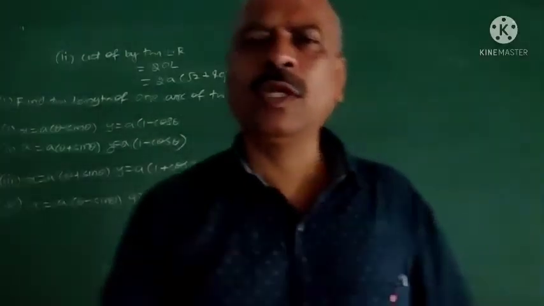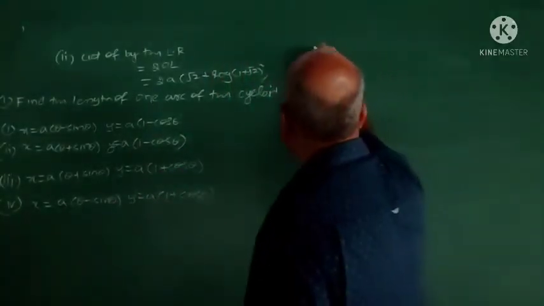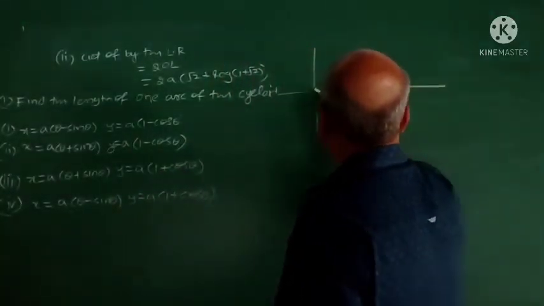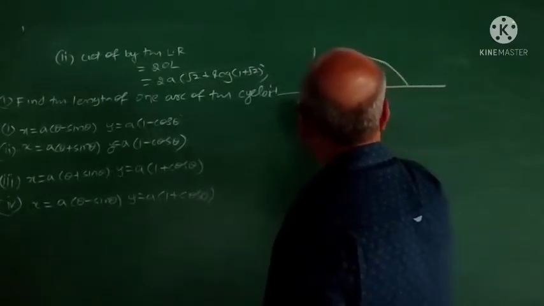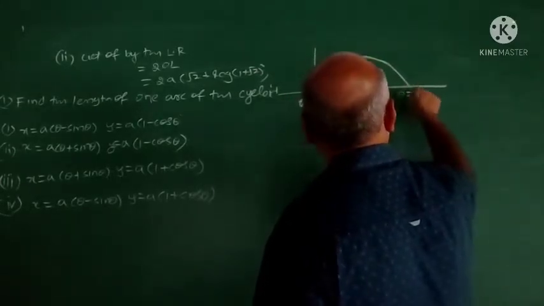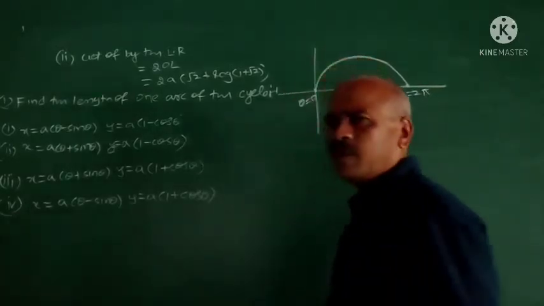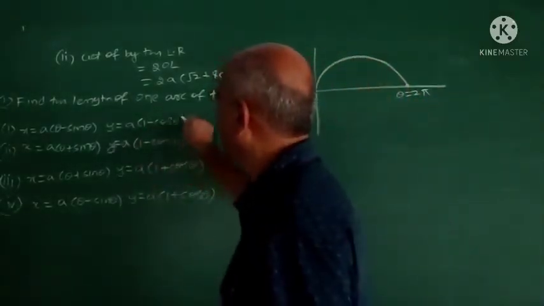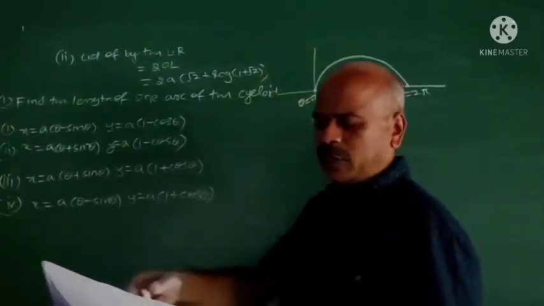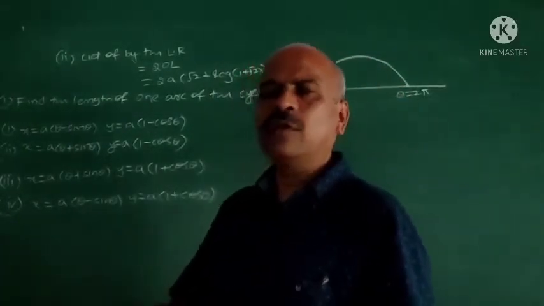One arc of the cycloid is like this. Theta is 0 and theta is 2 pi are the parameters corresponding to these two points. What is the equation? This is the equation: x = a(theta minus sin theta), y = a(1 minus cos theta).